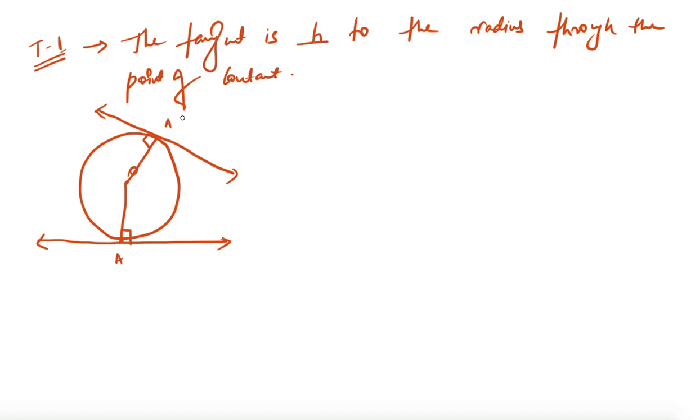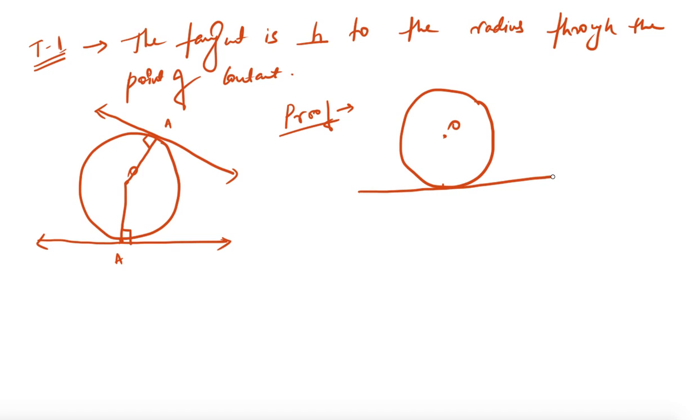Now let us see the proof of this theorem. See, there is nothing so mathematical about this proof. It is basically related to your understanding, right? So what we'll do, we'll draw a circle first. This is my center O, and this is point A where I need to draw the tangent, and this is my tangent. Okay, so this is my radius at point A. Now I don't know whether this is perpendicular or not. I need to prove it.